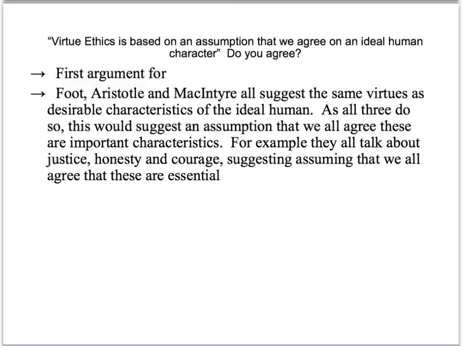The first one that we could say is that Aristotle, Foot and MacIntyre all suggest the same virtues are desirable characteristics of an ideal human. And because all three of them suggest the same virtues, this would suggest an assumption that we all agree that these are important characteristics of an ideal human character. For example, they all talk about justice, honesty and courage, suggesting that they assume that we all agree that these are essential to an ideal human character, an ideal human nature. So they're assuming that we agree with them there.